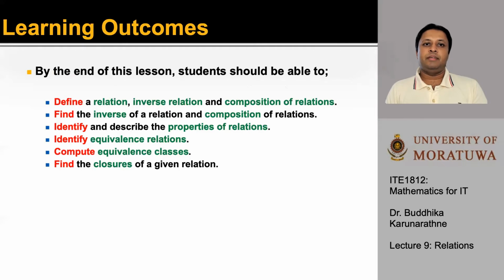Let's first look at the learning outcomes. By the end of this lesson, you should be able to define a relation, an inverse relation, and a composition of relations. And find the inverse of a relation and the composition of relations. And identify and describe the properties of relations. And also identify equivalence of relations, compute equivalence classes, and find the closure of a given relation.